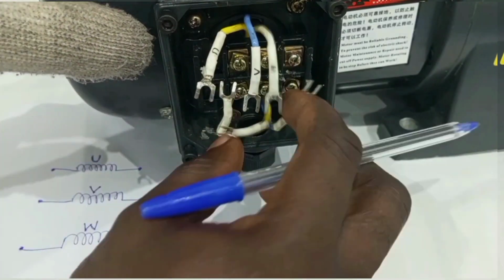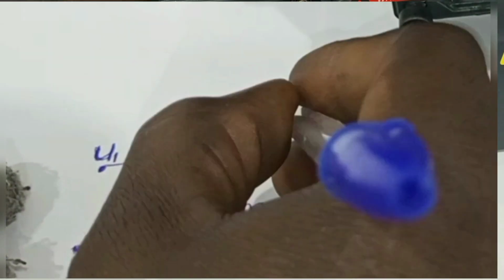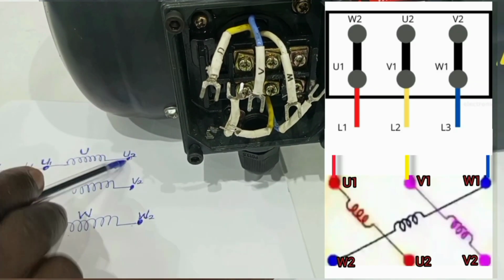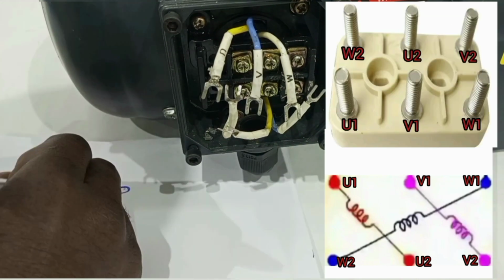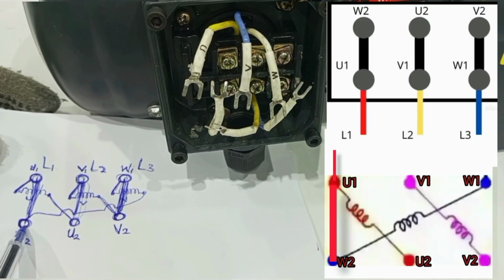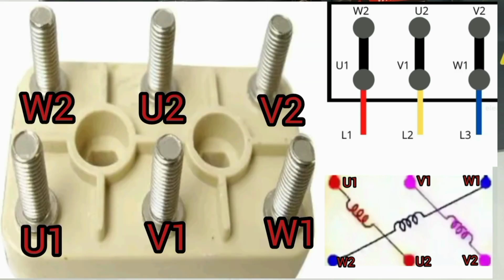In this video, I'm going to take my time to explain how the windings of a three-phase motor are connected at the terminal block. Alright, so in a three-phase electric motor, there are three windings. Each winding has a starting point and then a finishing point.